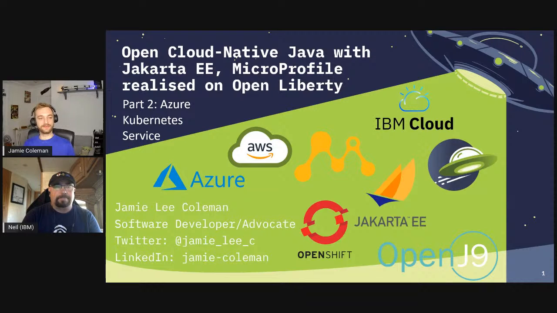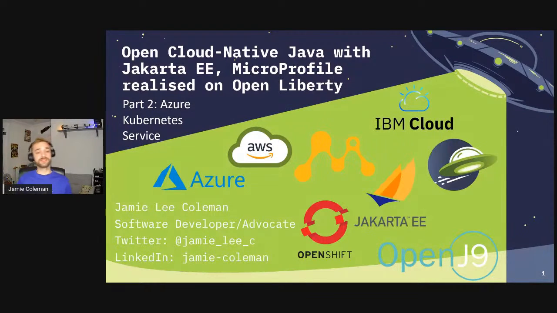Brilliant. Thank you, Neil. And hello, everybody. My name is Jamie Coleman. I'm a software developer advocate for IBM. And today, like Neil mentioned, we're going to be doing the second part in a series of basically leveraging Jakarta EE, MicroProfile specifications, and using them on Open Liberty with containerized services in different clouds.